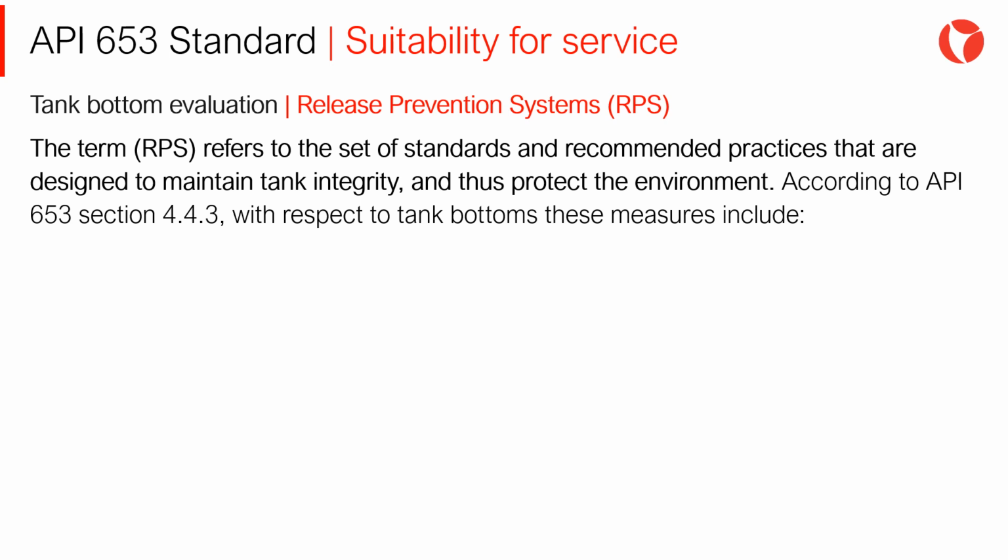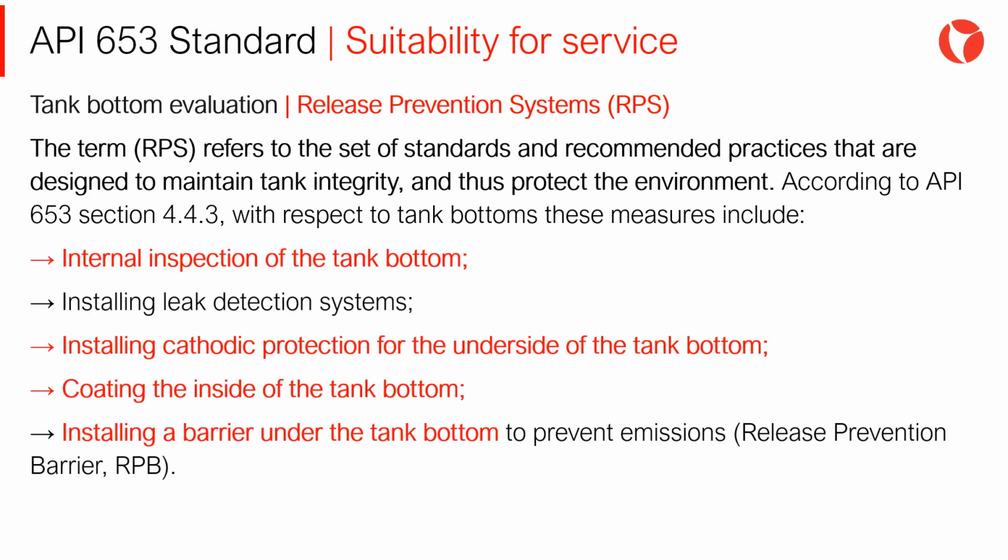Release Prevention Systems, RPS. This term refers to the set of standards and recommended practices that are designed to maintain tank integrity and thus protect the environment. According to the API 653, section 4.4.3, with respect to tank bottoms, these measures include internal inspection of the tank bottom, installing cathodic protection for the underside of the tank bottom, coating the inside of the tank bottom, installing a barrier under the tank bottom.